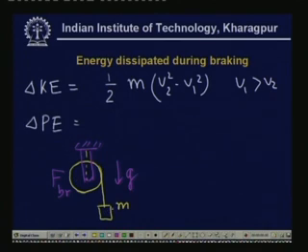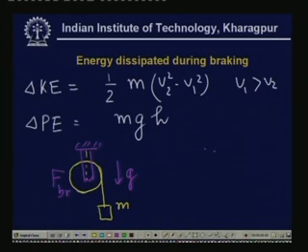Definitely there will be a change in kinetic energy, a reduction in kinetic energy. Also, as it goes down, there will be a reduction in potential energy. And what is the change in potential energy? It will be mg times h. h is the distance through which this mass m moves after application of the brake.